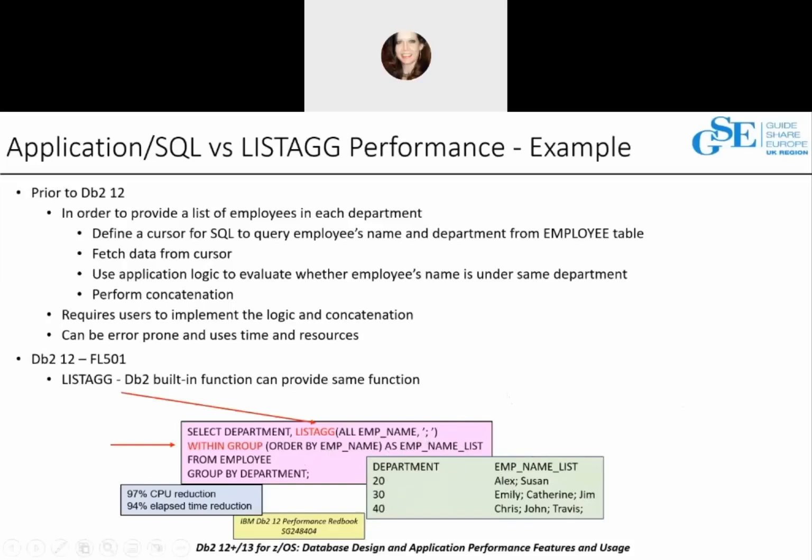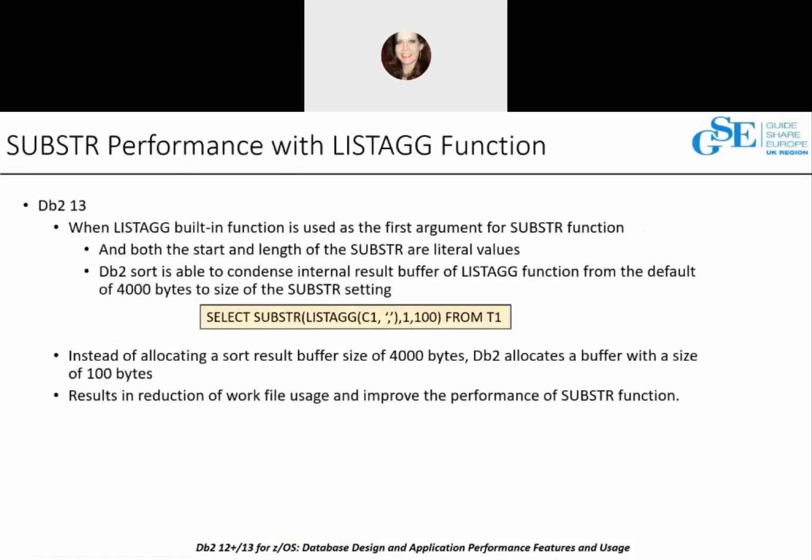And compared to how you would do that in the past, it's quite a significant reduction, because you're not running a lot of application code to do this type of listing. And with version 13, you got support for substring for the LISTAGG function. That allows you better sort performance, because if LISTAGG requires a sort, Db2 will only use the substring value instead of the entire value of the LISTAGG string result.